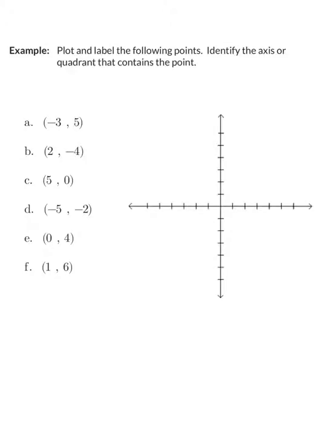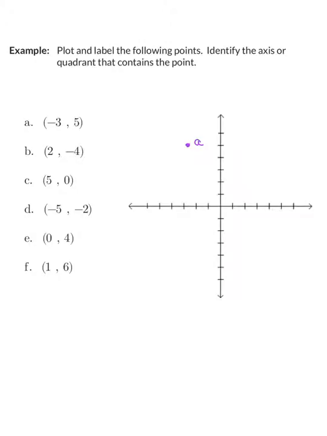So I'm going to go ahead and plot my point and label. Either label with the ordered pair -3, 5, or if you want, you can label it using letters. Since this is example A, I'm just going to label it as A.